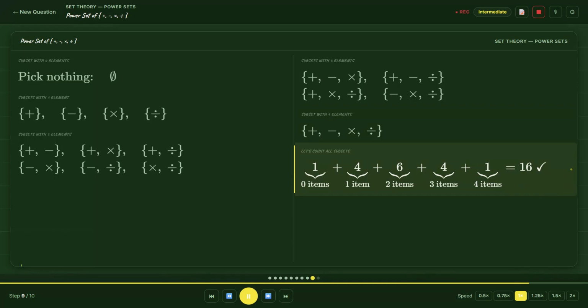Let's check our count. 1 plus 4 plus 6 plus 4 plus 1 equals 16. That matches our answer from the trick we used earlier. We found all 16 groups.